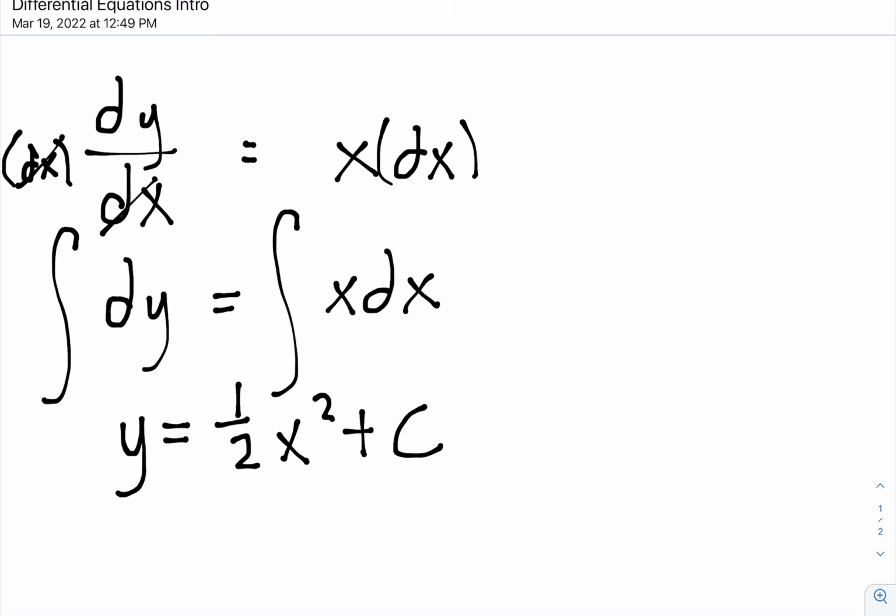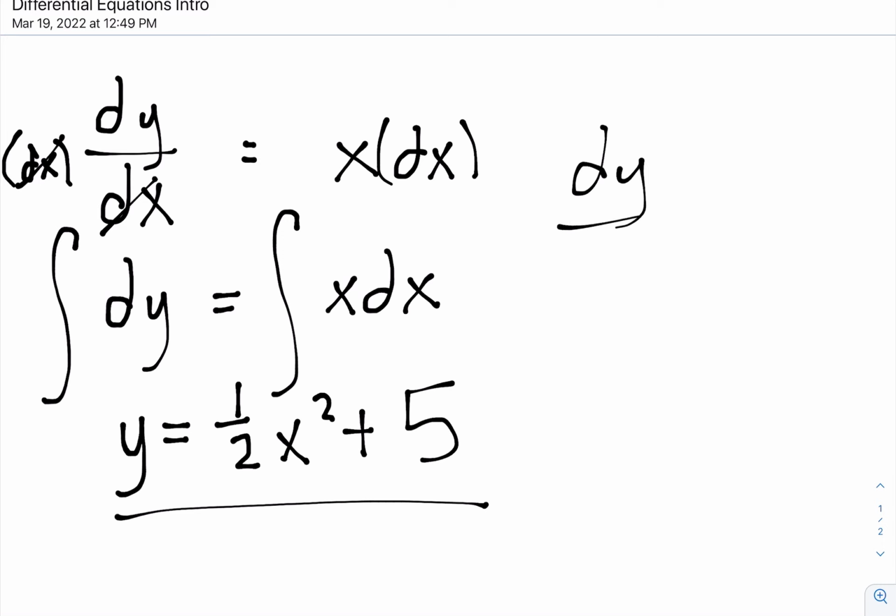because if we differentiated this, even if this constant was, let's say, 5, we would get x. We would get dy by dx equals x no matter what the constant is. So we just have to add this plus c. We can only figure out what c is if we're given some initial condition. If we know what a point on the graph is, we can plug in our y, plug in our x, and solve for c.